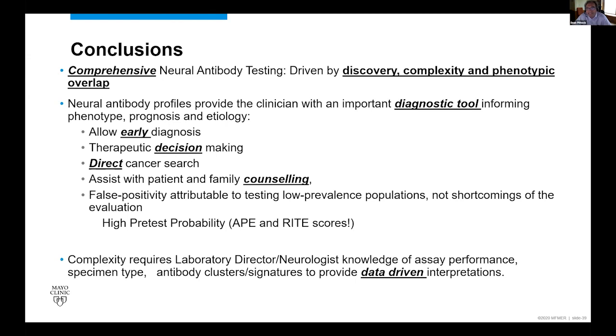But obviously, these diseases need to be on the differential diagnosis at a very early stage, because this is treatable neurology. This is the scenario where you can actually make a diagnosis and make a very, very significant impact. And complexity requires laboratory director and neurologist knowledge of assay performance, specimen type, and antibody clusters and signatures to provide data-driven interpretations. And you will find that as time moves on, when you order a test and you get an antibody result, you will be getting a data-driven interpretation with references, and you will be given positive predictive values, or the likelihoods of certain types of diseases and certain types of tumors.